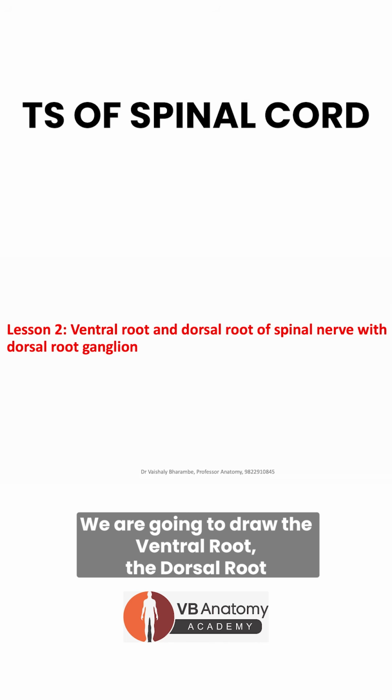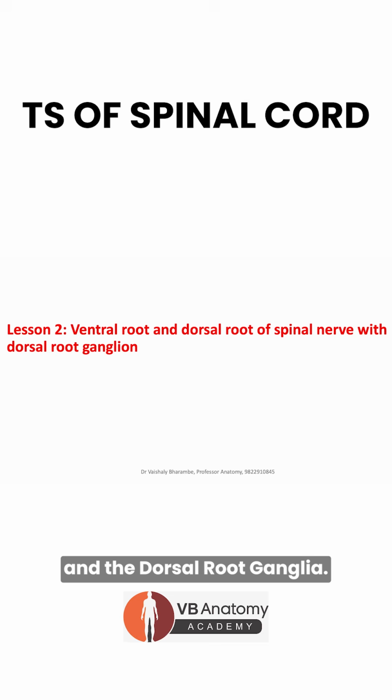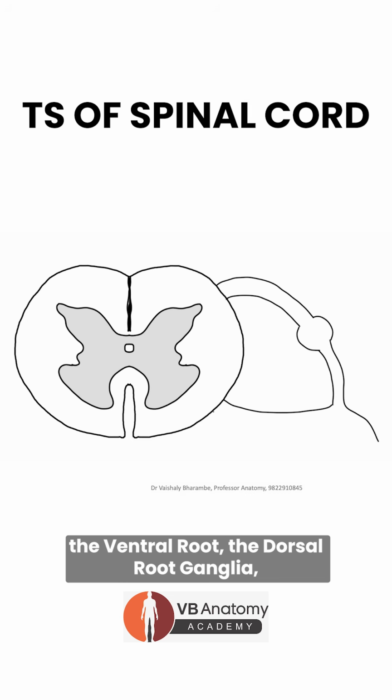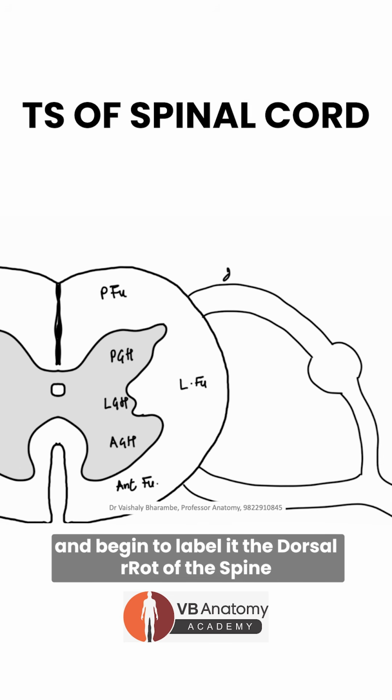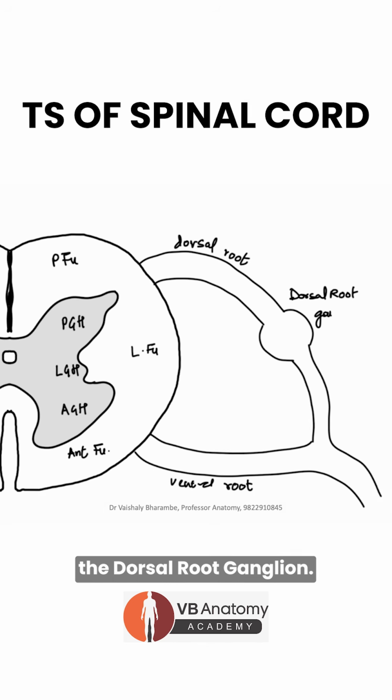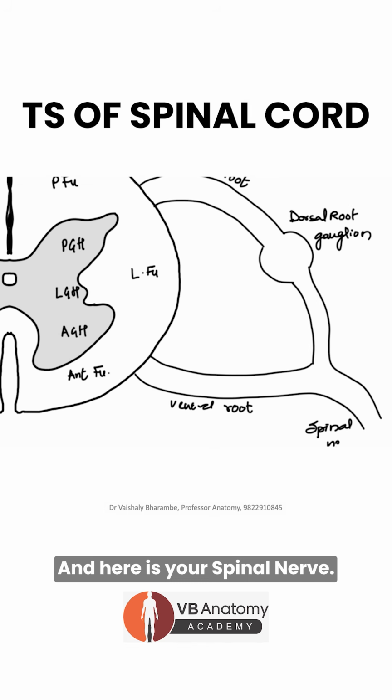We are going to draw the ventral root, the dorsal root and the dorsal root ganglion. Let's now begin to draw the dorsal root, the ventral root, the dorsal root ganglion and begin to label it. Dorsal root of spinal nerve, ventral root of spinal nerve, dorsal root ganglion, and here is your spinal nerve.